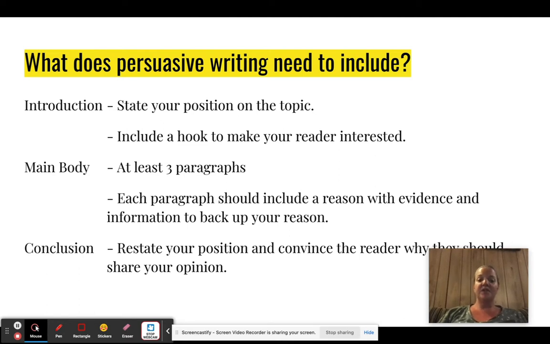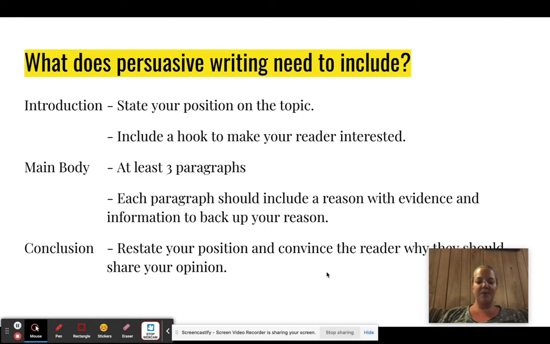Okay. It needs to include an introduction, and in that introduction, you must state your position on the topic. Okay. For example, it might be that children shouldn't drink fizzy drinks. Now, you might be for that, in which case you agree with that, or you might be against it and you completely disagree with it. But you need to state where you stand in your introduction. You also need to include a hook to make your reader interested. You want them to keep reading so that you can actually convince them that your position is the right one.